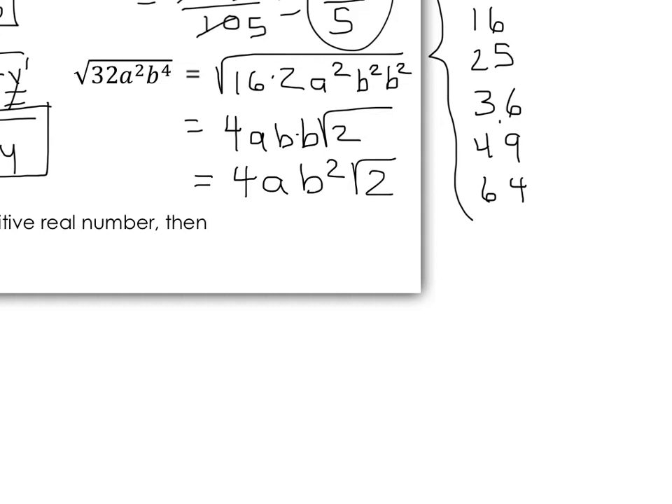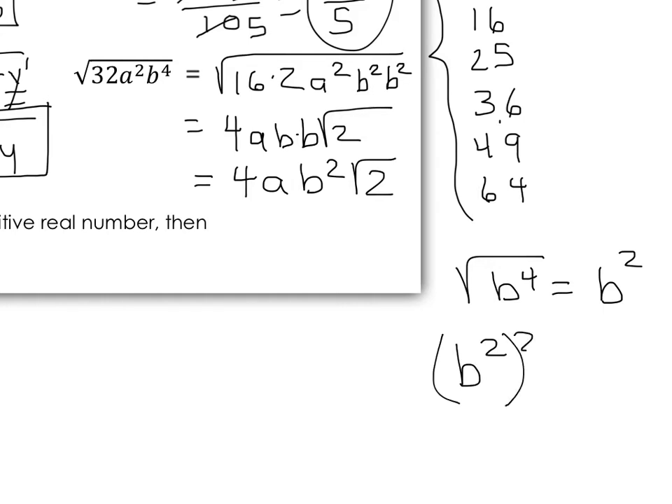You don't have to think of it that way. You could say, what is the square root of b to the 4th? It's something times something. You square something, you get b to the 4th. It's got to be b squared, because b squared squared is b to the 4th. So b squared is the square root of b to the 4th. However you want to think of it, you need to get this as an answer.